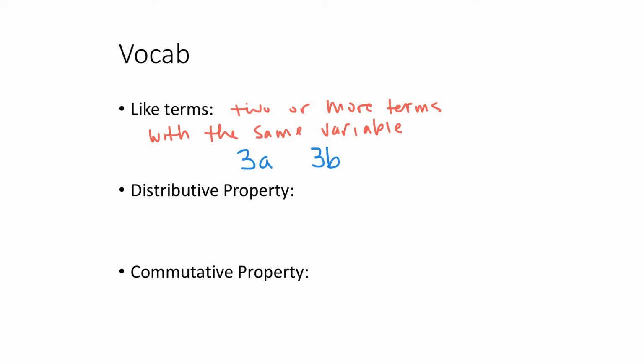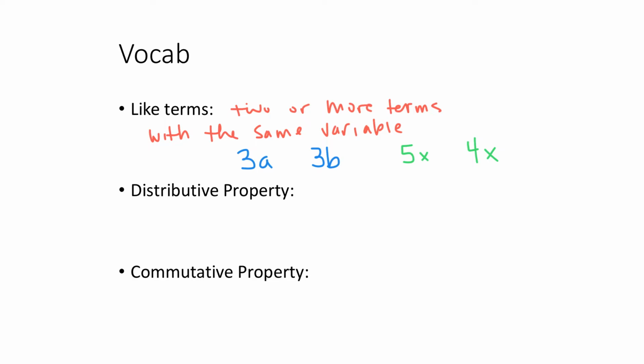An example of like terms would be, let's say, 5x and 4x. Those are like terms because they share the same exact variable. So coefficients, the numbers multiplied in front, don't matter. It's the variable that decides what a like term is.